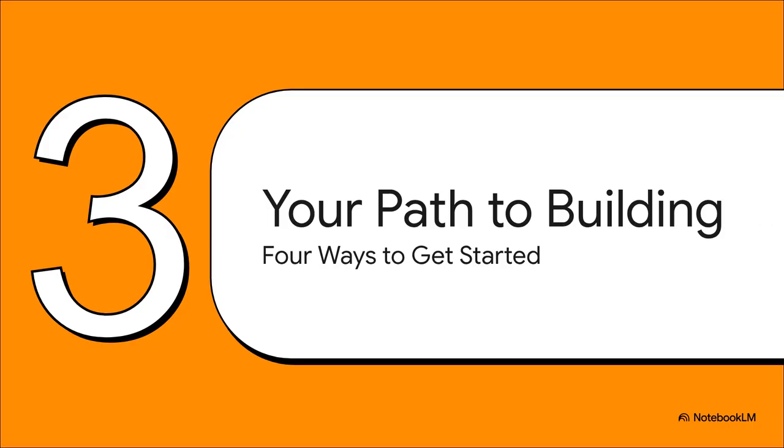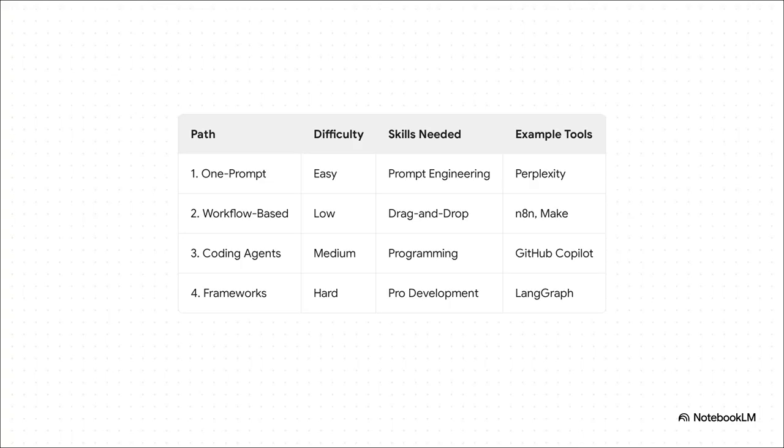Okay, that's enough theory. How do you actually start building one of these? Let's get practical, because there are 4 clear paths you can take to get started today. And it doesn't matter if you're a pro coder or have never written a line of code in your life. The easiest way in is with one-prompt agents, which is all about getting really good at writing prompts. A step up from there are workflow-based agents that use visual drag-and-drop tools. These are amazing for automating business tasks.